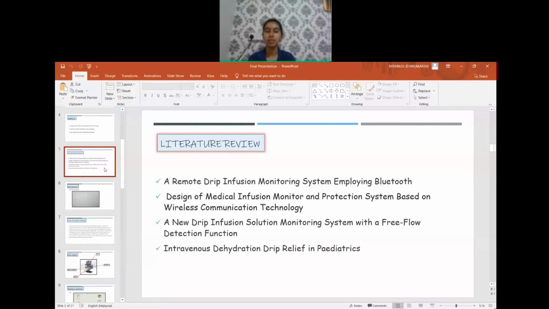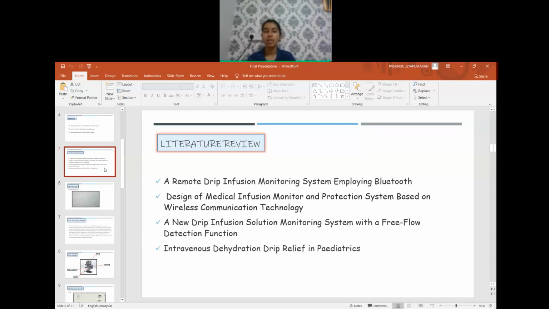The next one, a new drip infusion solution monitoring with a free flow detection function. This one uses electrical conductivity by using a PVC pipe covered with an electrode together with the drip chamber, and the flow produces electrical conductivity. From the infusion, we can detect the infusion solution monitoring.